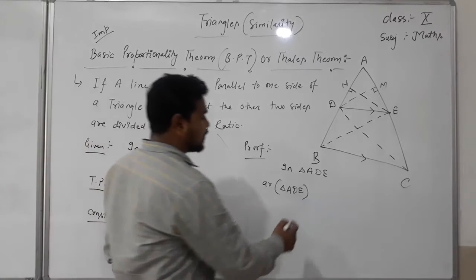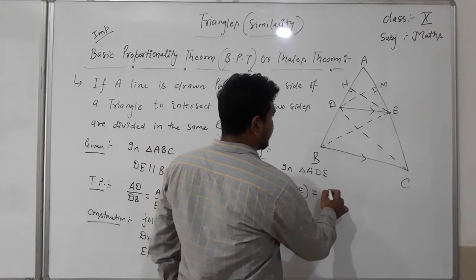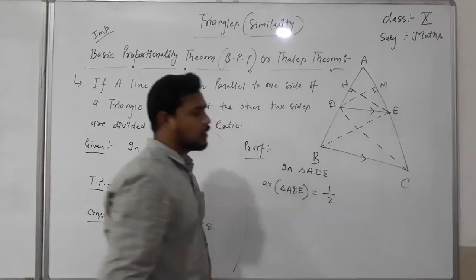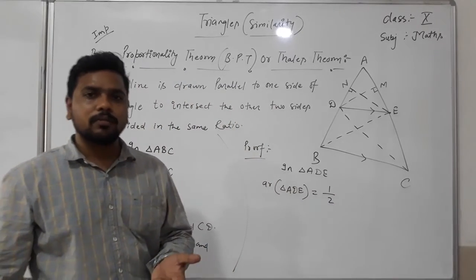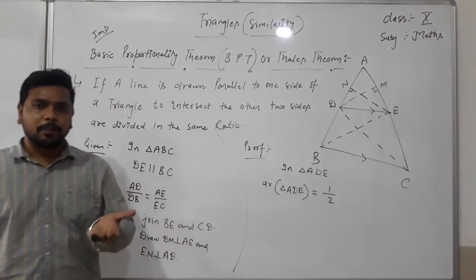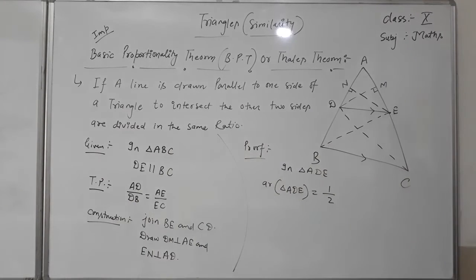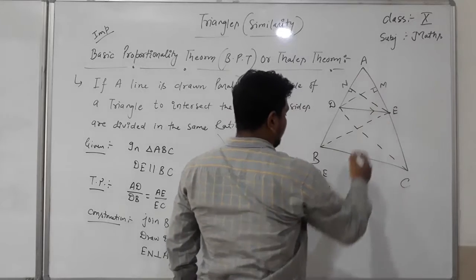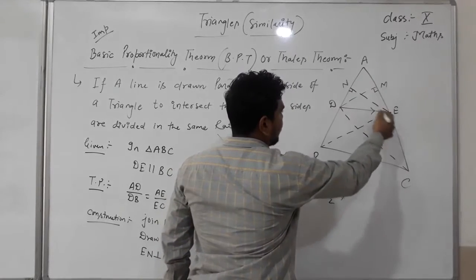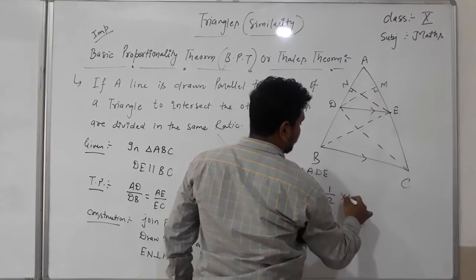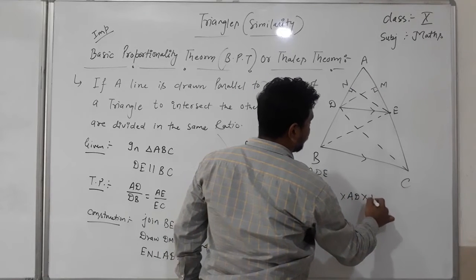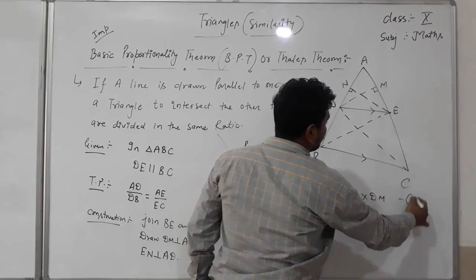You know very well that the area of any triangle is always equal to 1 upon 2 into base into height. In this triangle ADE, taking the base as AE, the height is DM. So the area is 1 upon 2 into AE into DM. That is the first equation.